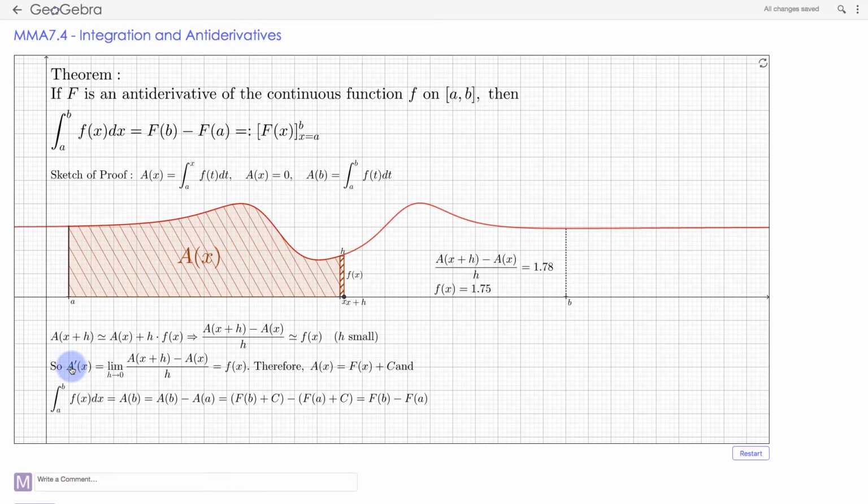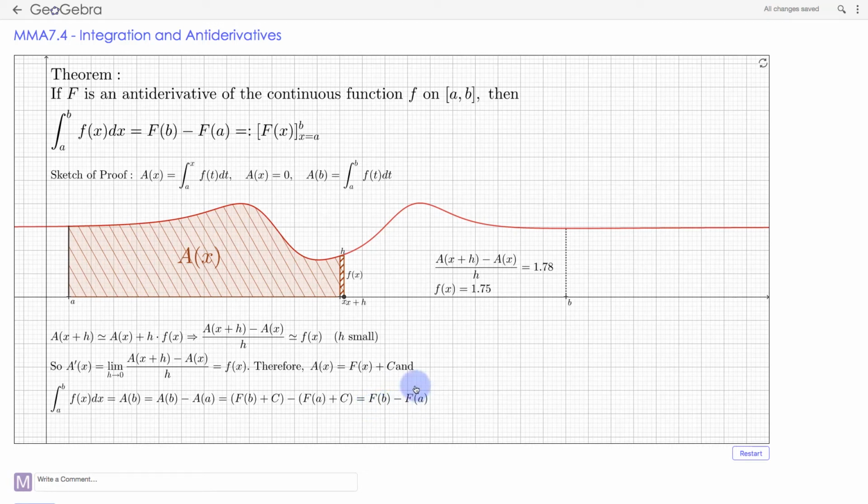But this means that A must be an antiderivative of f. But we know that if A is an antiderivative of f, then so is any function obtained by adding a constant to this. So we get that the integral from a to b of f of x dx, which is equal to A of b, right? That was how it was defined up here, right? But this we can also write as A of b minus A of a. Remember that this was supposed to be an a. But we can also write it as F of b plus c if we have any other antiderivative capital F, minus F of a plus c, because the two c's here cancel, right? This is just F of b minus F of a.